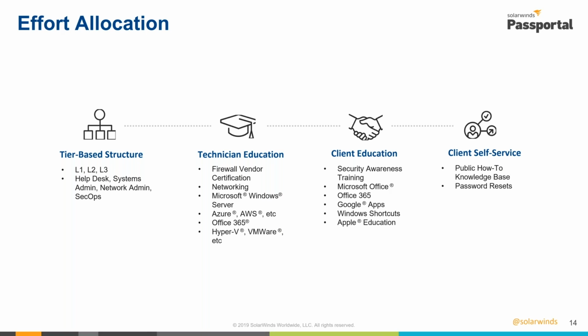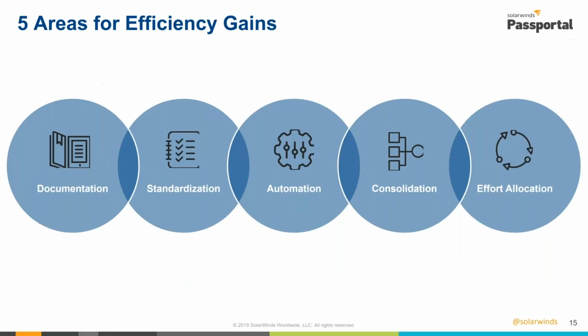So we've clearly given a bunch of specific ideas for people. And I'm going to encourage everybody, if you've got questions, we'll be doing some Q&A here in a moment. But we've covered 5 big areas for efficiency gains. We talked a lot about documentation. We talked about ways you can move on standardization. We talked about how to use automation to gain additional efficiency, how consolidation around tools makes a difference, and additionally, how effort allocation works.